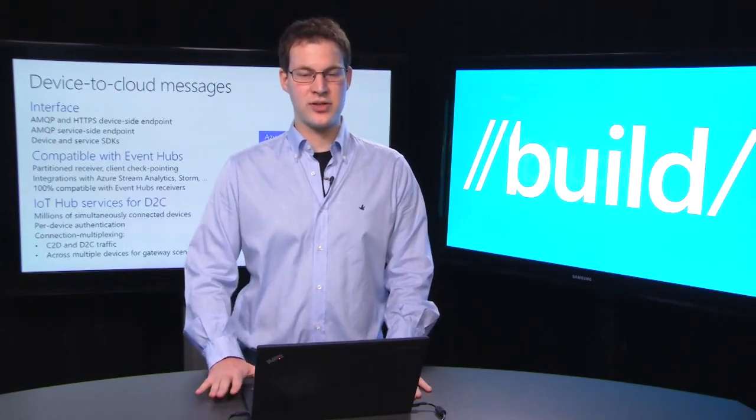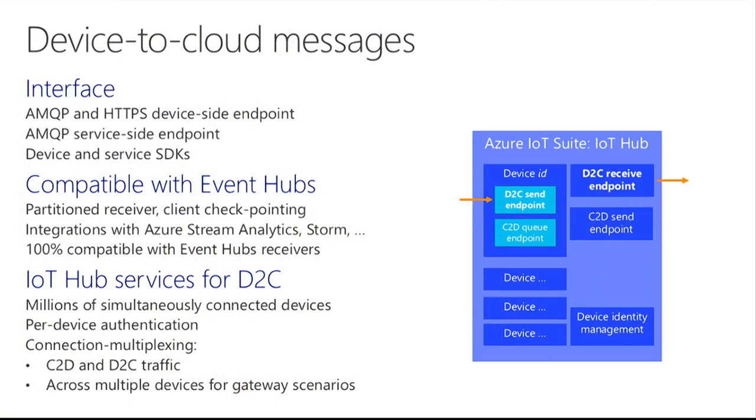IoT Hub also has some extra services in addition to Event Hub for device-to-cloud messages. It does support millions of simultaneously connected devices, all of them sending telemetry. It does support per-device authentication, and it supports connection multiplexing on the device side for your cloud-to-device and device-to-cloud traffic, and also across multiple devices for gateway scenarios.